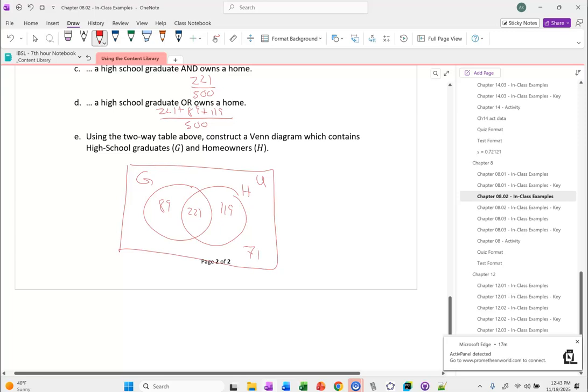That's a skill you need to have, to be able to take a Venn diagram and build a two-way table, or take a two-way table and build a Venn diagram. I think we talked about that last time a little bit also, right? Again, once you've done it, it's not difficult, but doing it for the first time, the symbols can get tricky, right?